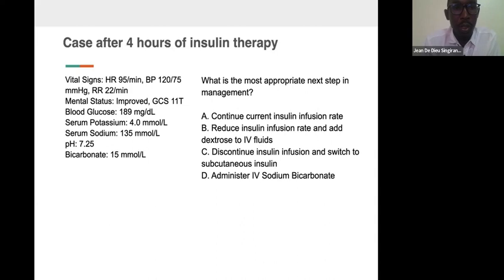So the next small question. The heart rate becomes 95 per minute. The blood pressure is 120/75 millimeter of mercury. Respiratory rate 22 per minute. The mental status improved. Now the Glasgow Coma Scale is 11T. The blood glucose is 189 milligram per deciliter. Serum potassium is 4 millimole per liter. And serum sodium is 135 millimole per liter. The pH is 7.25. Bicarb is 15. What is the most appropriate next step in the management of this patient? I think we discussed this question on the previous slide.